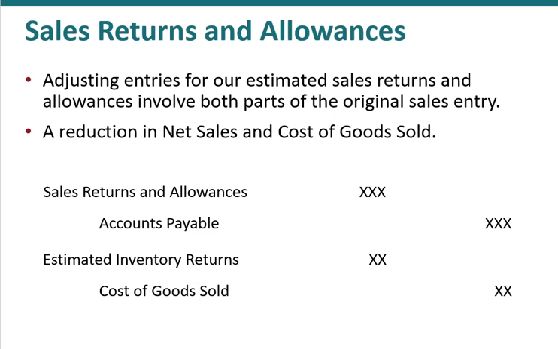At the same time, a sales return always involves a debit to inventory and a credit to cost of goods sold. In this case, we will debit estimated inventory returns since we haven't actually received the inventory yet because our sales return hasn't been made, but we will still nonetheless credit cost of goods sold. So you can see our journal entries involve reductions to both net sales and a reduction in our expenses or costs. Let's go ahead and take a look at an example.